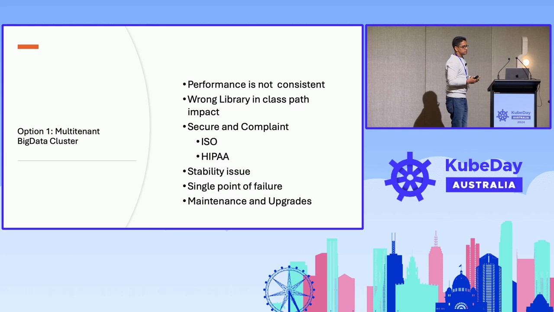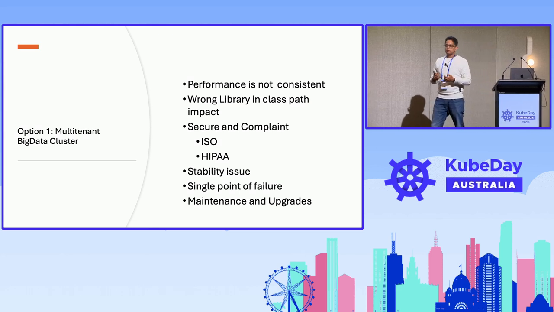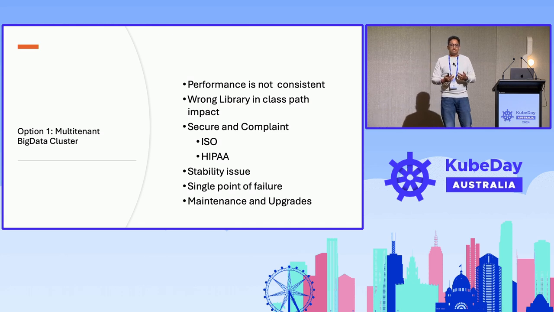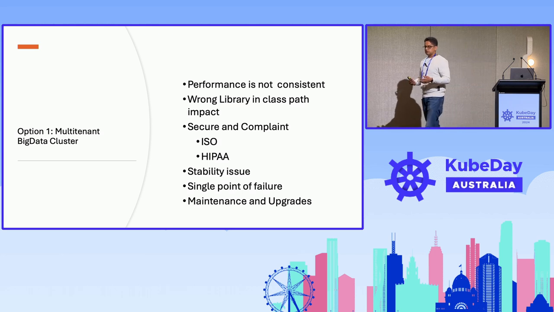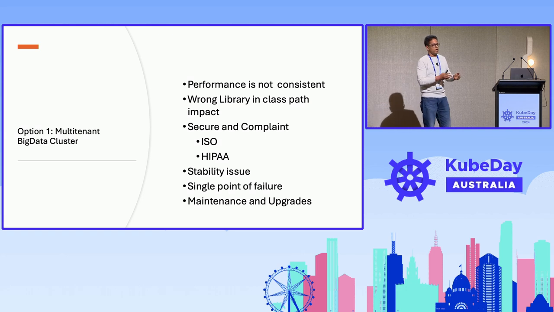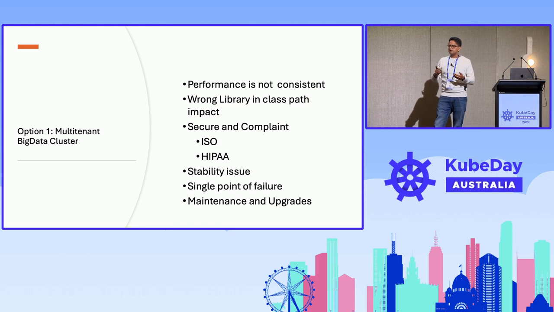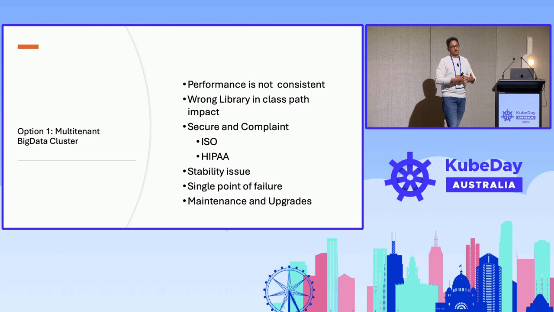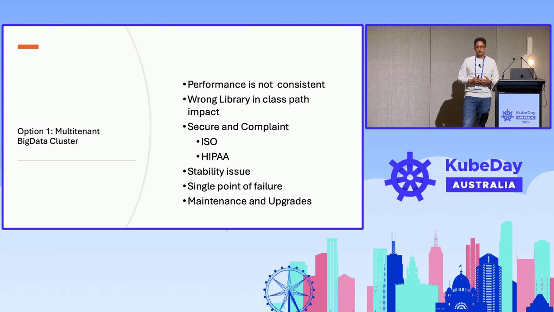But there are some problems with that: the performance is not very consistent. They do get problems like, my query was taking 2 hours today, but it suddenly started taking 3 hours, 4 hours. Why is it happening? If multiple teams are using the same cluster for running different types of queries or workloads, one team may start conflicting with other teams' class paths. So at runtime, they see class not found exceptions, which could be very easily mitigated if they have a proper secluded environment for each and every team.